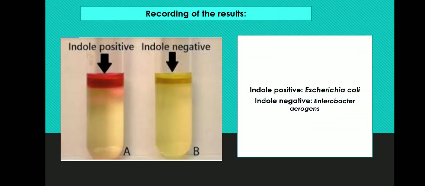Recording of results. Indole positive occurs in the case of Escherichia coli, which shows the cherry red ring at the top of the peptone water, and indole negative is observed in the case of Enterobacter aerogenes. Here there is no cherry red ring at the top of the peptone water.